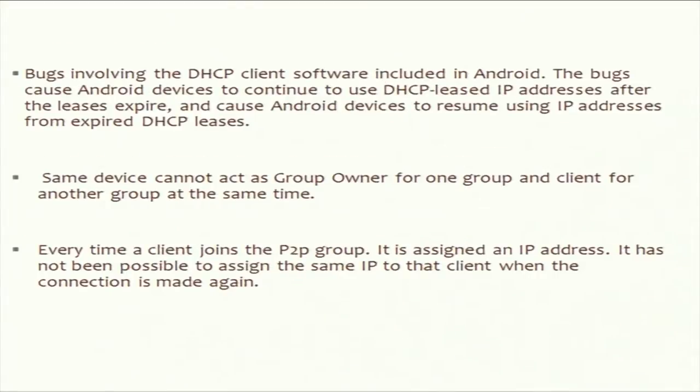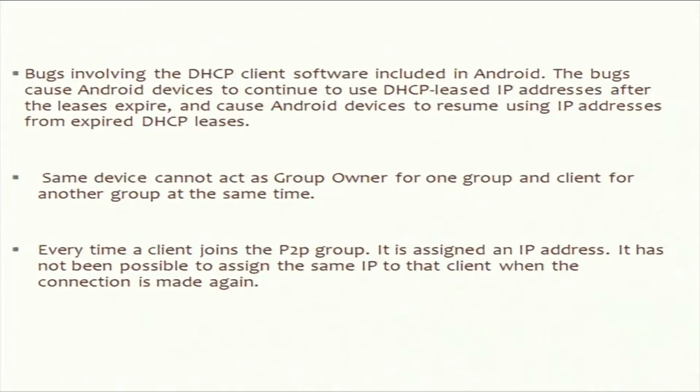There are some bugs involved in the DHCP client. Whenever a group is formed, the group owner acts as a DHCP server. It assigns the client an IP address for a particular lease time period. But after that lease time period, it refreshes and a new IP address is assigned to that client. In Android, there is only a one hour lease time period. So it's very difficult to maintain that IP address again and again after one hour.